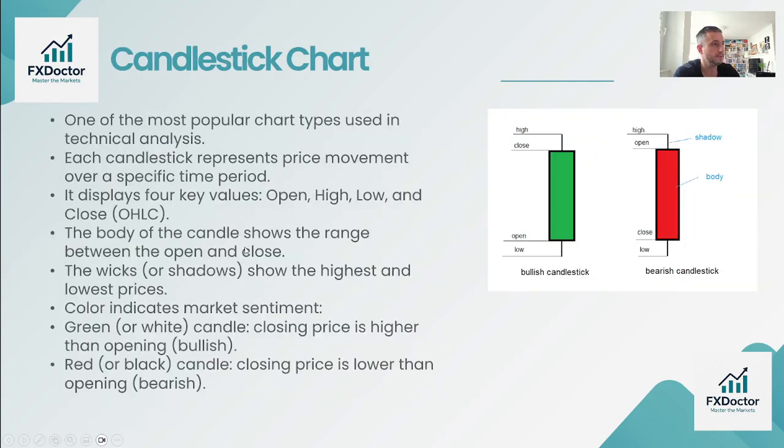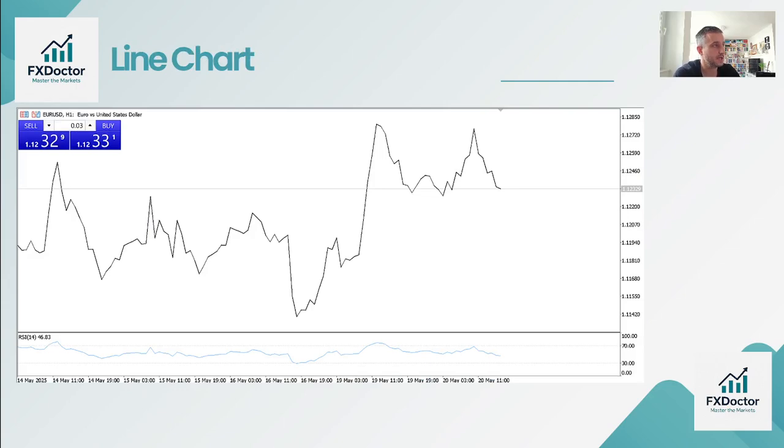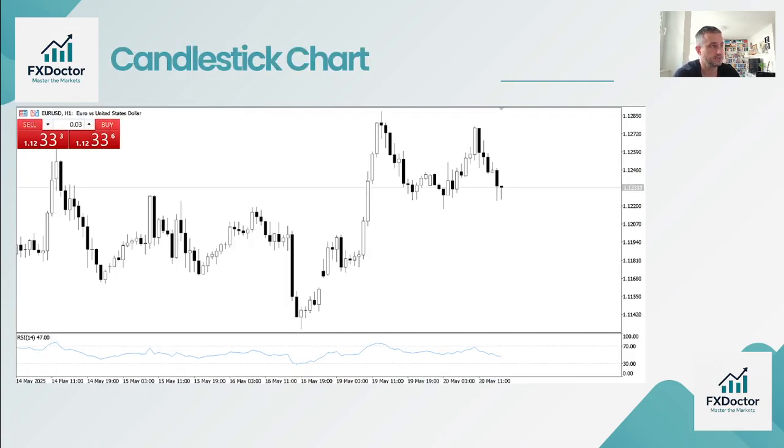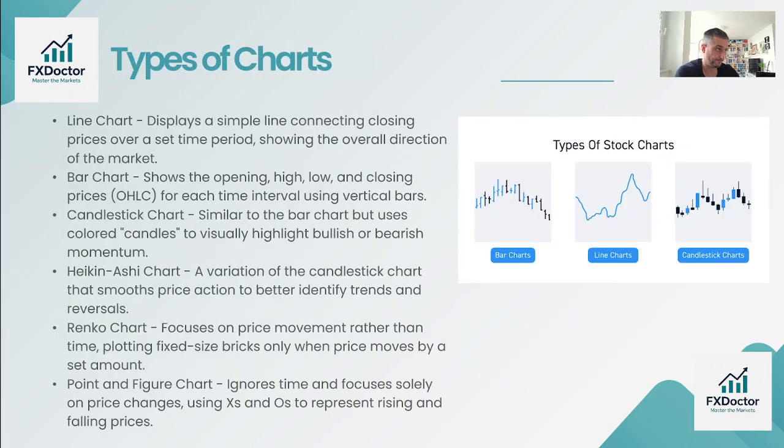Okay, we will talk about each of them. This is a line chart, bar chart, and candlestick chart. Okay, let's get back. We also have the Heikin Ashi chart, a variation of the candlestick chart that smooths price action to better identify trends and reversals. A Renko chart focuses on price movement rather than time, plotting fixed size bricks only when price moves by a set amount. A point and figure chart ignores time and focuses solely on price changes, using X and O's to represent rising and falling prices.